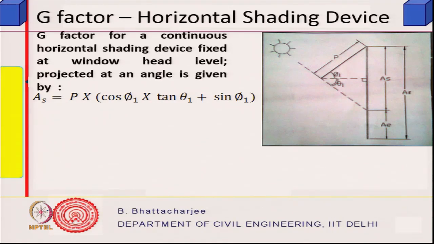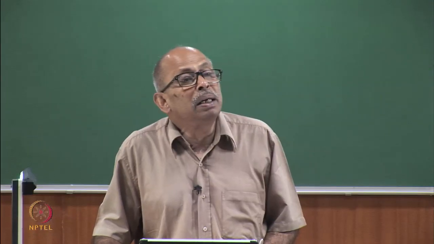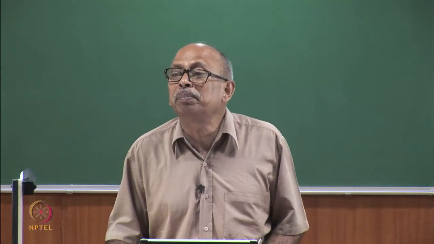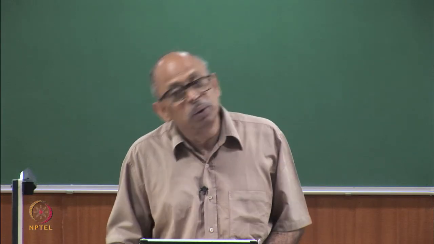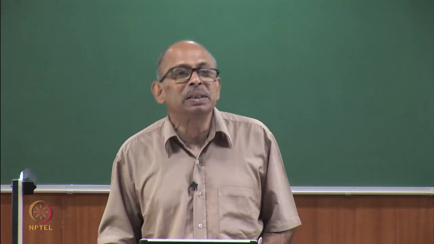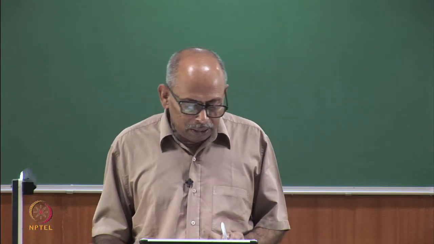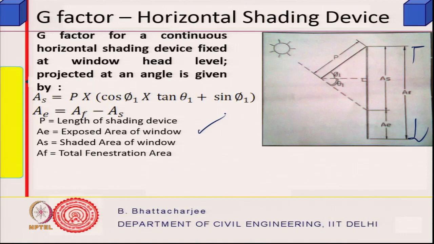So G factor, for a continuous horizontal shading device fixed at window head level, projected angle is given by this. AE is equal to AF, total fenestration height or area, minus AS. AE is what is receiving the radiation, that multiplied by intensity of radiation at that particular time. Both are function of time. You can sum it up for the whole year. So P is the length of the shading device, E is exposed area, shaded window, total is this.